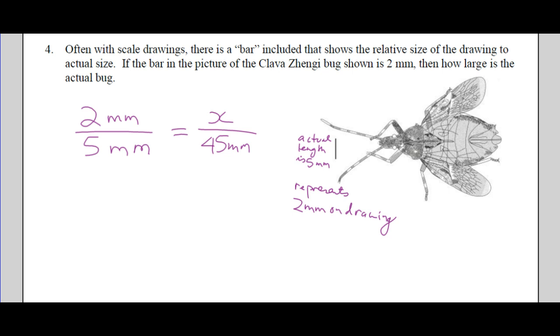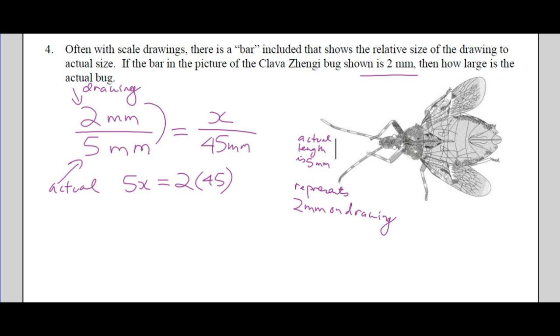So we're going to cross multiply. Okay, so again, remember, this is drawing. The bar shown is 2 millimeters, and this is actual. And then this will be drawing, and this will be actual. Okay, so we've got 5x is equal to 2 times 45.